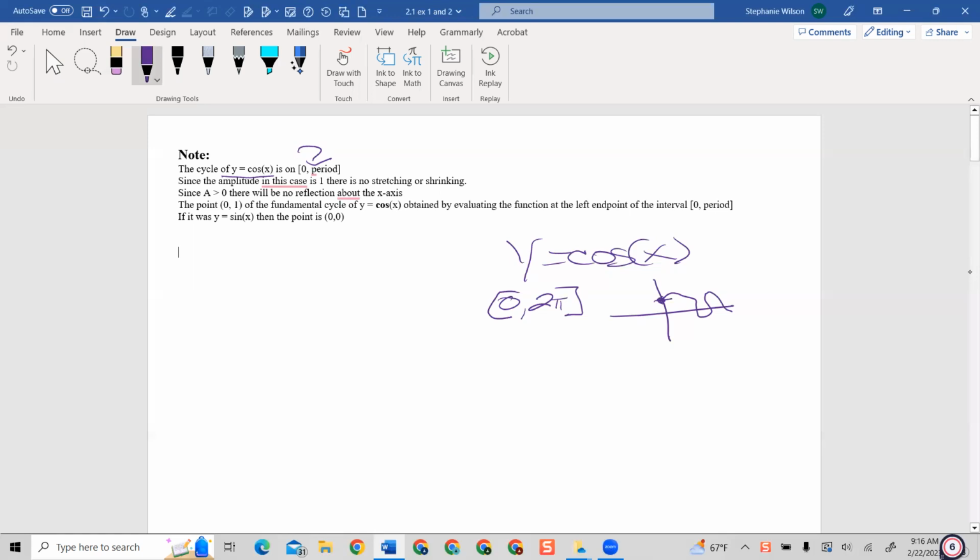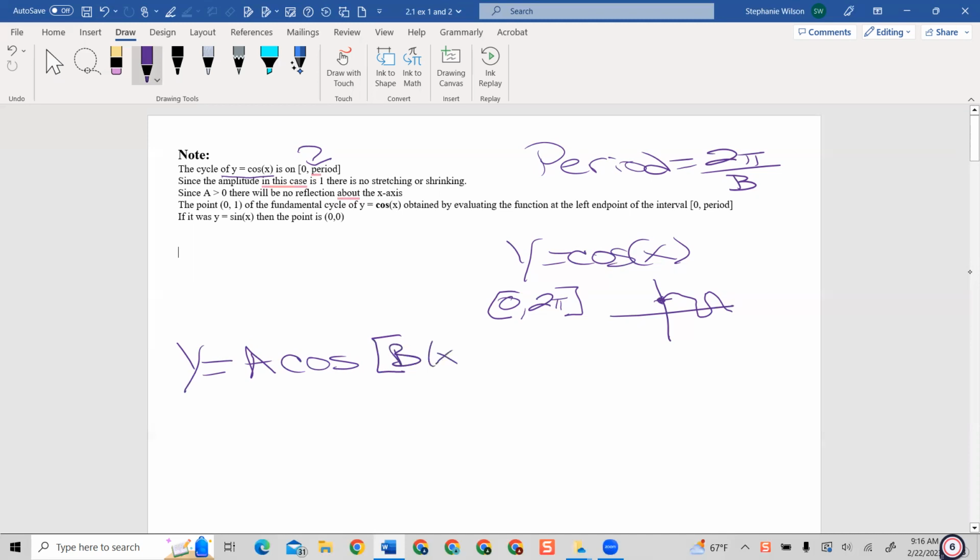And how do I know it's 2 pi? Because the period formula is 2 pi over b. Well, where did I get b? I know that this is my original formula, and each part represents something. So here's my b, and we plug it in here, then we get our period.